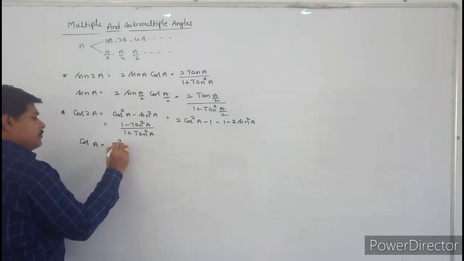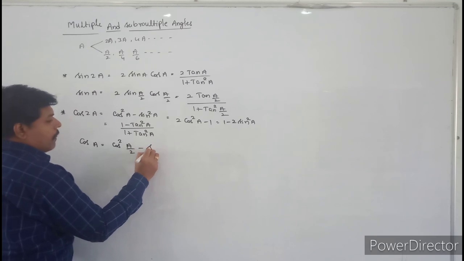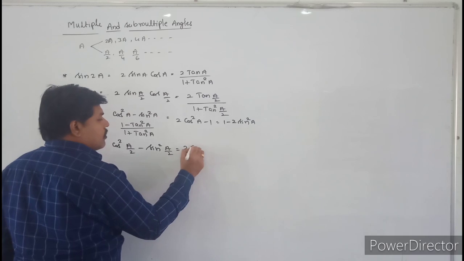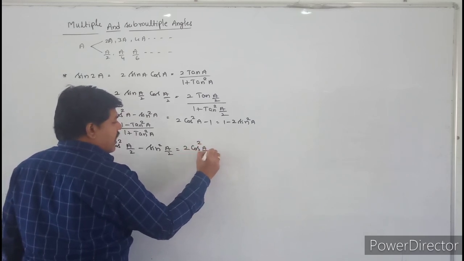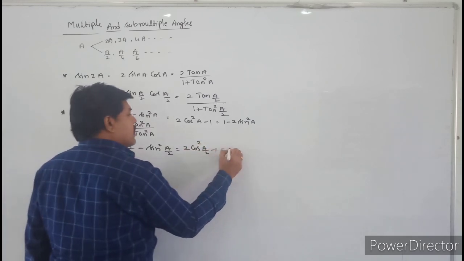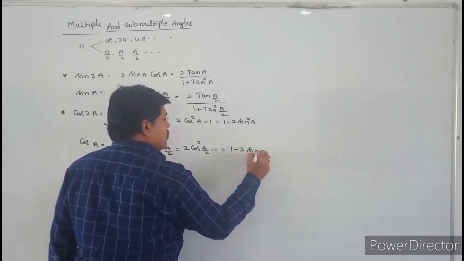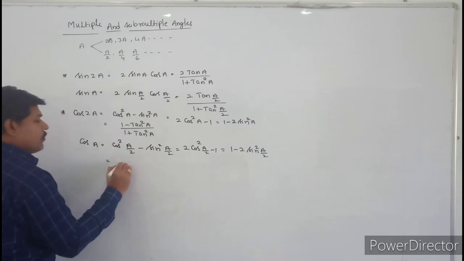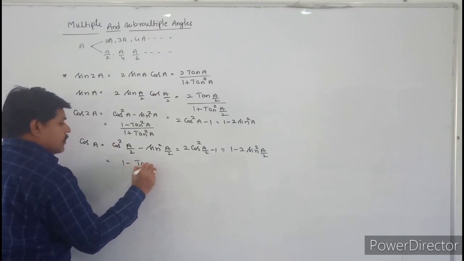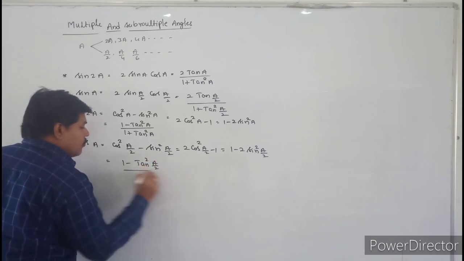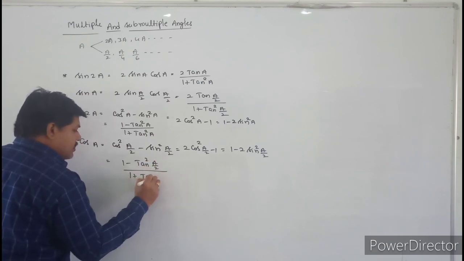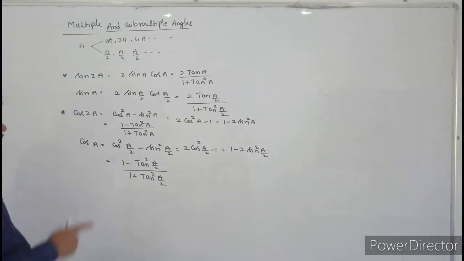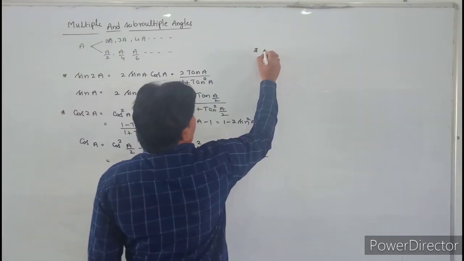That is nothing but cos square A by 2 minus sin square A by 2. So that is equal to 2 cos square A by 2 minus 1. So that is equal to 1 minus 2 sin square A by 2. So that is equal to 1 minus tan square A by 2 by 1 plus tan square A by 2. For cos A, if we apply half angle formulas, you will get these values.